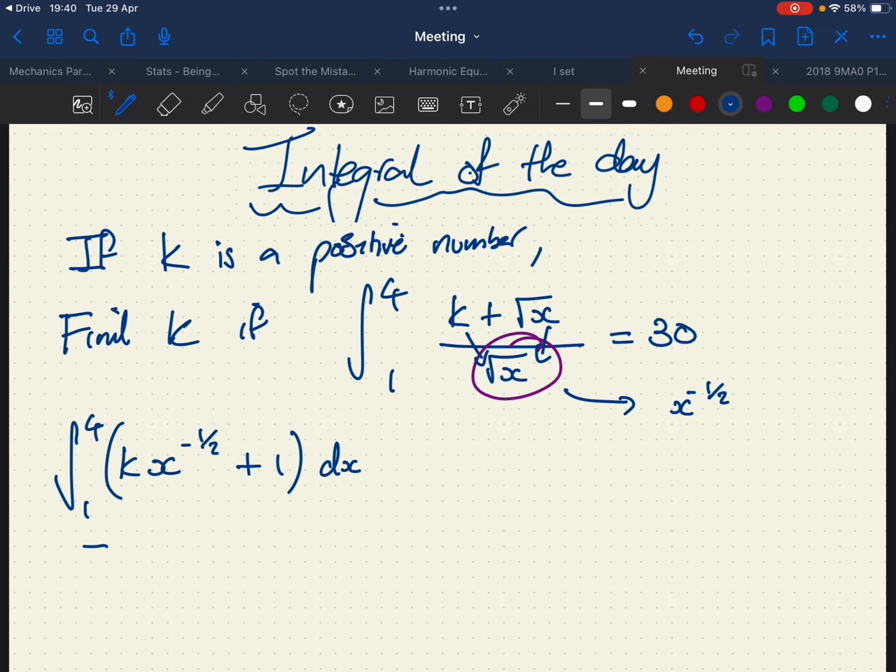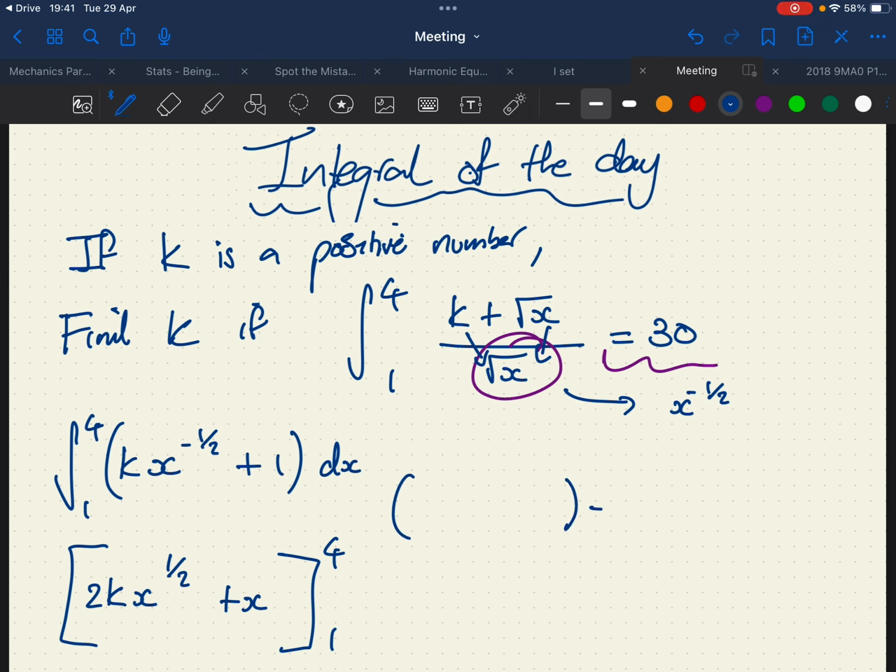So if we do that, what we're going to get, x is going to go to a half, and then we have the reciprocal, which is 2. So it should be 2k x to the half. If you quickly just test it, you'll see that that works. Plus an x. We're going to work all of this stuff out first, and then we're going to put the equals 30 at the end. Okay, so let's start putting these numbers in. We'll simplify that as well afterwards, and then we'll set it equal to 30.